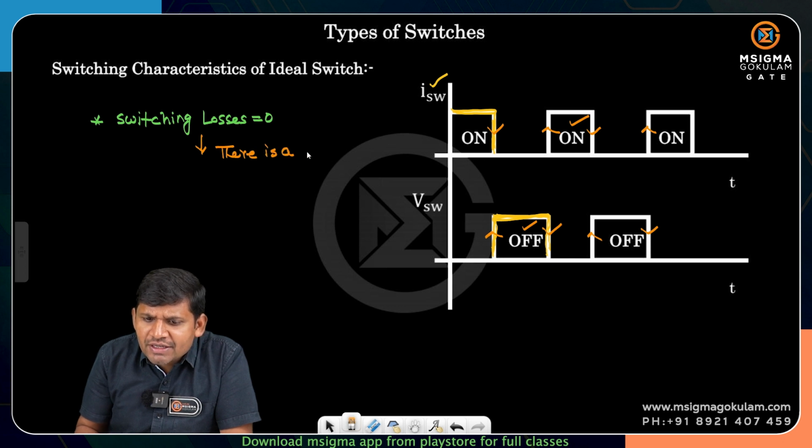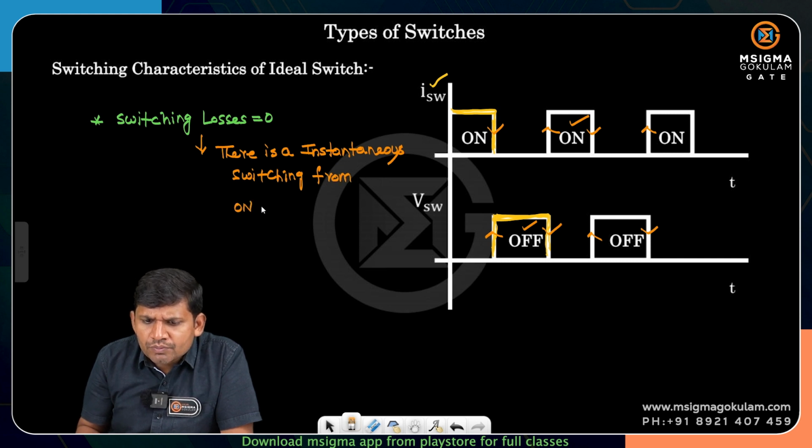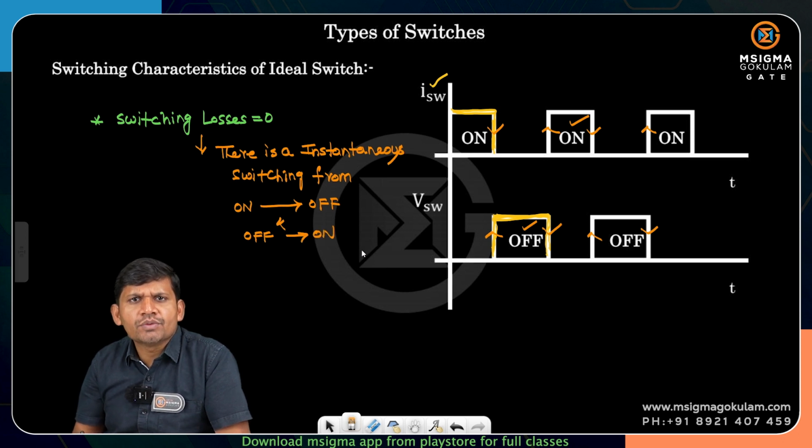There is instantaneous switching from on state to off state and off state to on state. Switching from on state to off transition and off state to on transition. Okay, that's the reason why switching losses are 0.